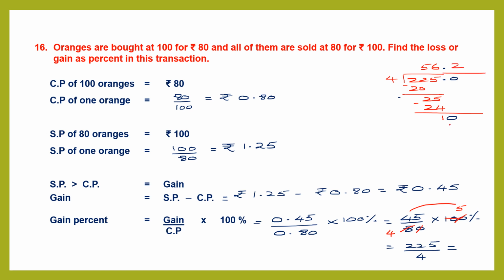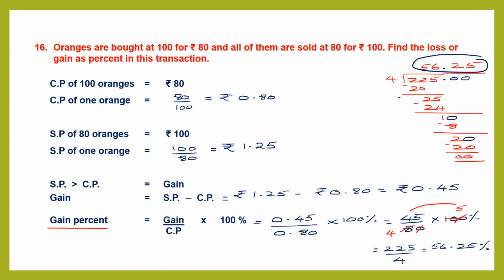10 minus 8 is 2. The remainder is still not 0. So let's continue. Put a 0. Bring that 0 down. The number is 20 now. 4 5s are 20. Now the remainder is 0. And look at our quotient. Our quotient is 56.25. So this is 56.25%. So what have we found? We have found the gain percent, and that is 56.25%. So this is our answer.